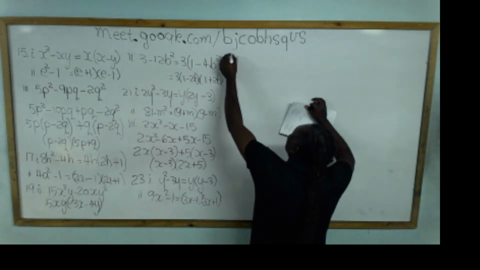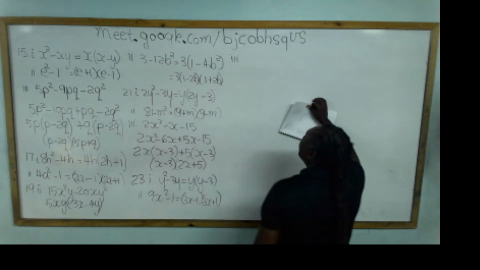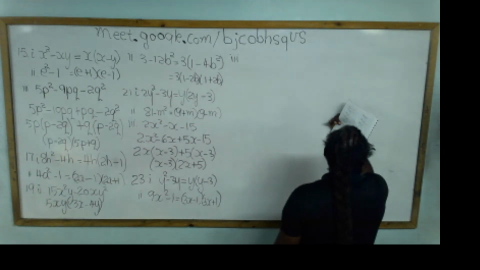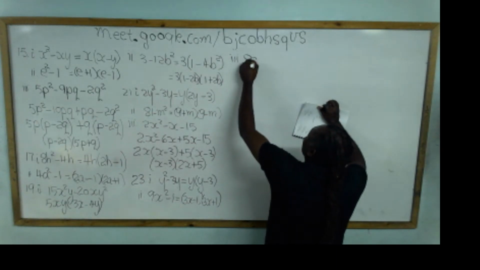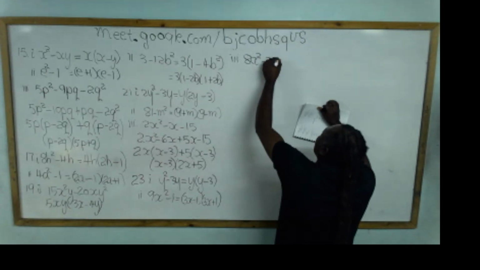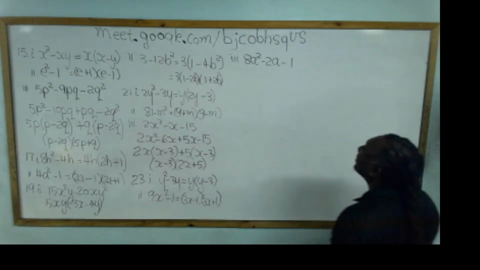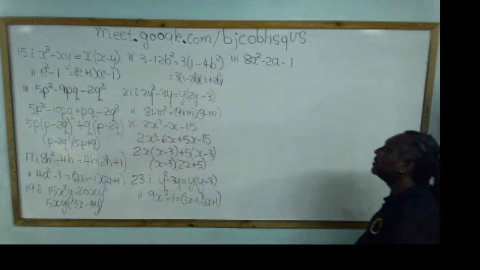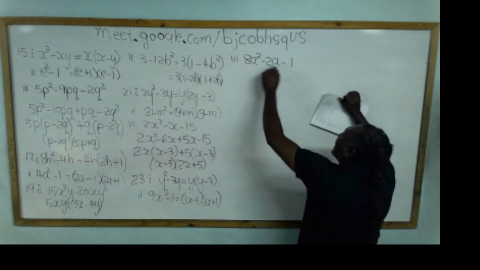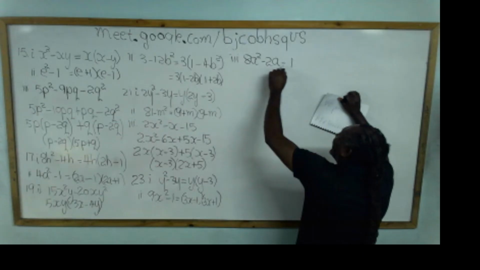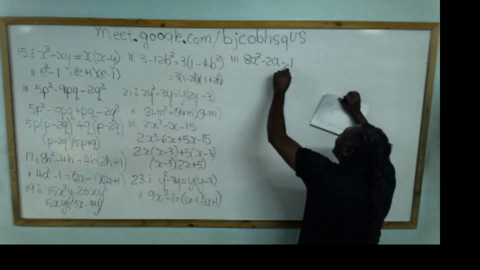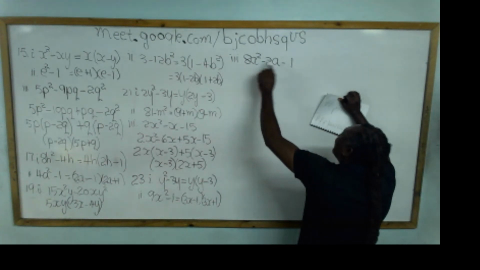And Roman 3, now for number 23. 8a squared minus 2a minus 1. We're going. So let's see what we make of that one. A product of negative 8 and a sum of negative 2. I'm not going to give you a long time to do this. Let's go.